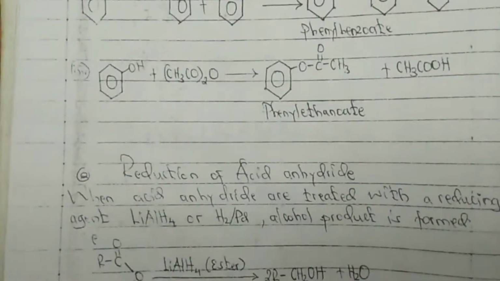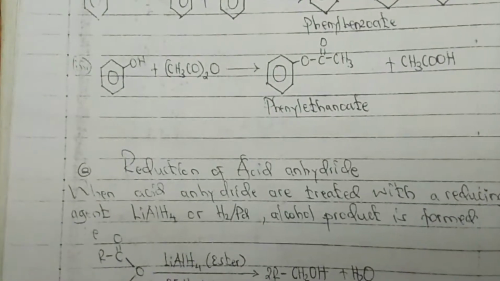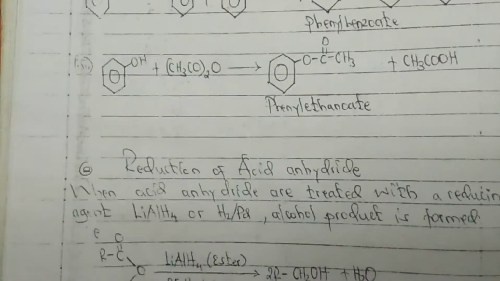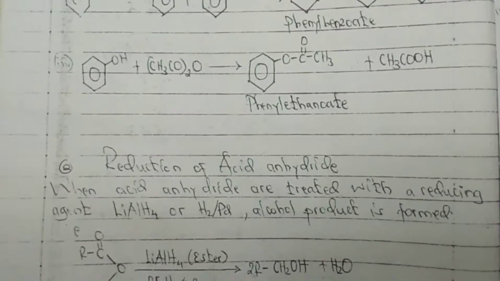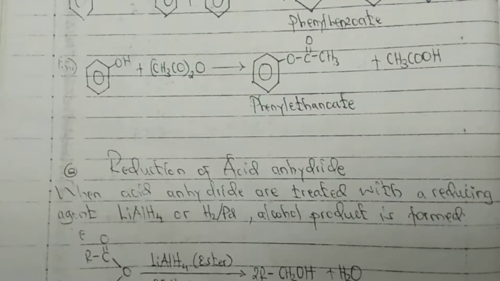Tuna reaction of acid anhydride, reduction reaction. It can be done by either using the weak or the strong reducing agent. When acid anhydride, they are treated with the reducing agent like lithium aluminum tetrahydride, or hydrogen in the presence of palladium catalyst, alcohol product is formed. You can see this reaction here.